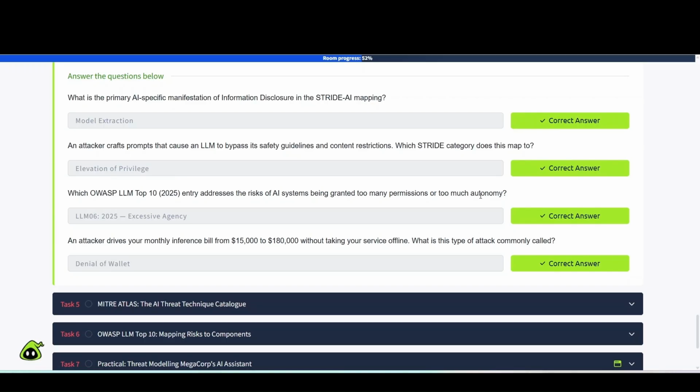Which OWASP LLM Top 10 2025 entry addresses the risk of AI systems being granted too many permissions or too much autonomy? That's going to be LLM 06 2025 excessive agency. An attacker drives your monthly inference bill from $15,000 to $180,000 without taking your service offline. What is this type of attack commonly called? Denial of wallet. Task 5, MITRE Atlas, the AI Threat Technique Catalog.